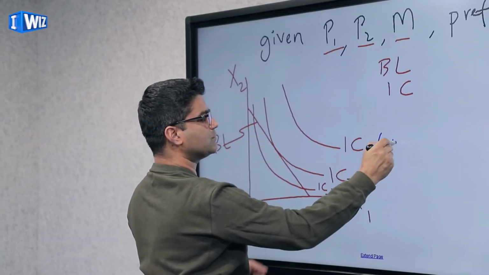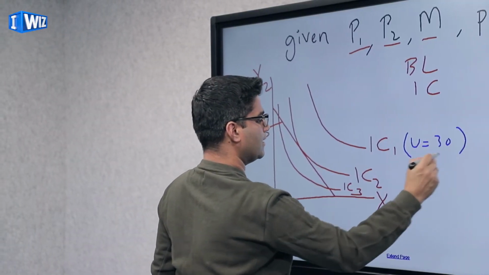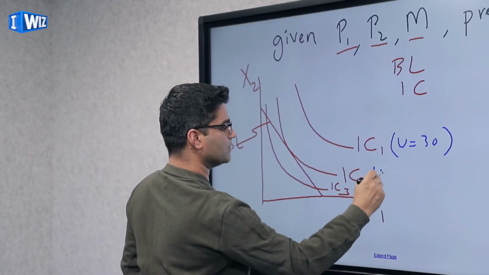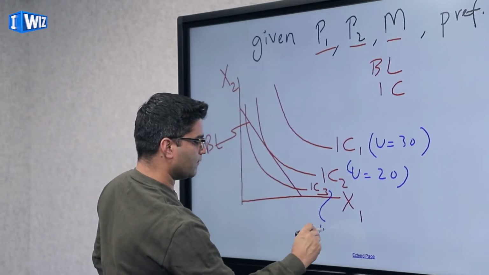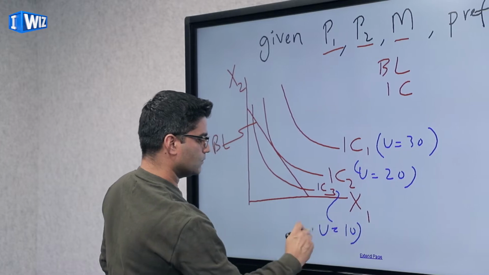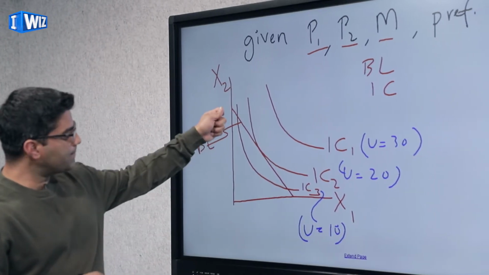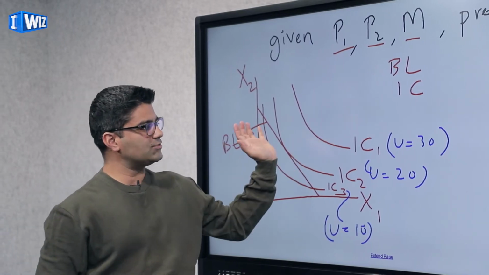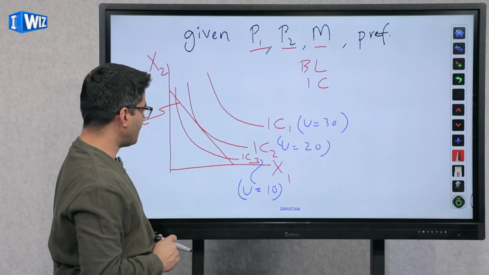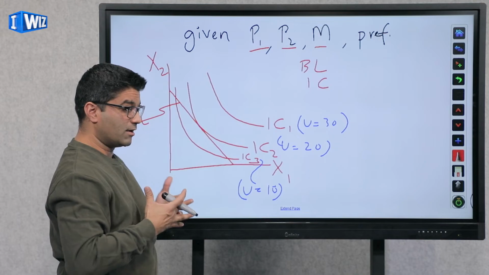So let's say indifference curve 1 gives you a level of happiness of 30, indifference curve 2 gives you a level of happiness of 20, and indifference curve 3 gives you a level of happiness of 10. All that means is that every point on indifference curve 3 will give you a level of happiness of 10, and as you move outward, you will be happier. The budget line tells us what we can afford to buy.